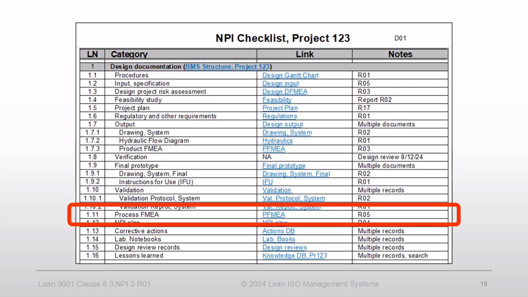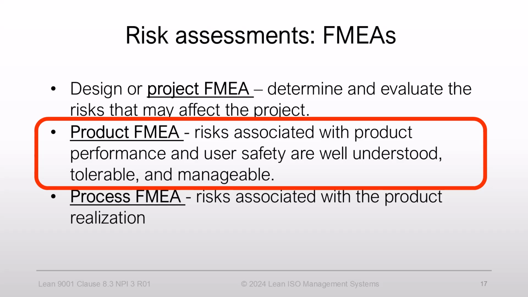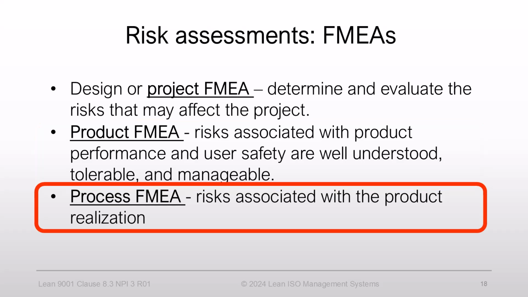After we complete the documentation of our design output, we are ready to perform the process FMEA. This is the third FMEA we are discussing in this video. We covered the design project risk assessment that determined and evaluated the risks that may affect the project. Product risk assessment evaluates risks associated with product performance and user safety. Process risk assessment. Now that we know what we are building, we must define how to construct our product and assess risks associated with the product realization process.